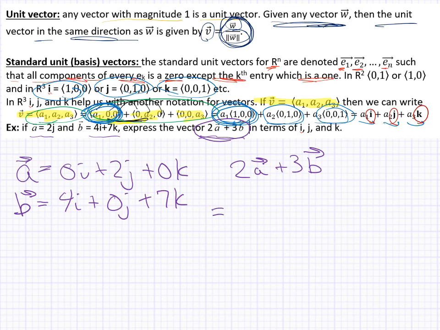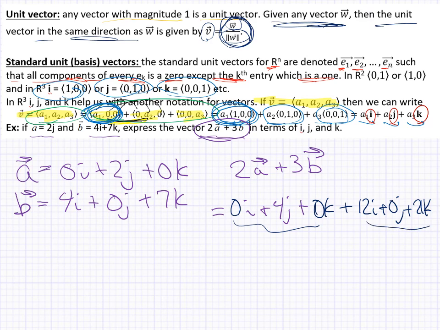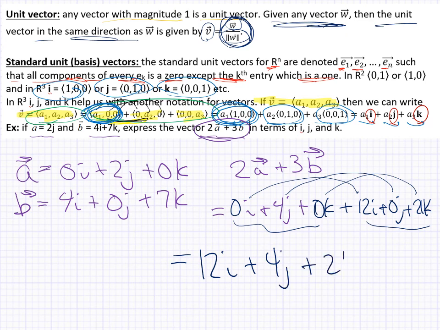So 2A would be 0i plus 4j plus 0k. And 3B would be 12i plus 0j plus 21k. And then if I were to add this and this, I add their components. When you add two vectors, you add their components. So you add your i components, your j components, and your k components, which is a lot like adding like terms in algebra, in which case now I have 12i plus 4j plus 21k.